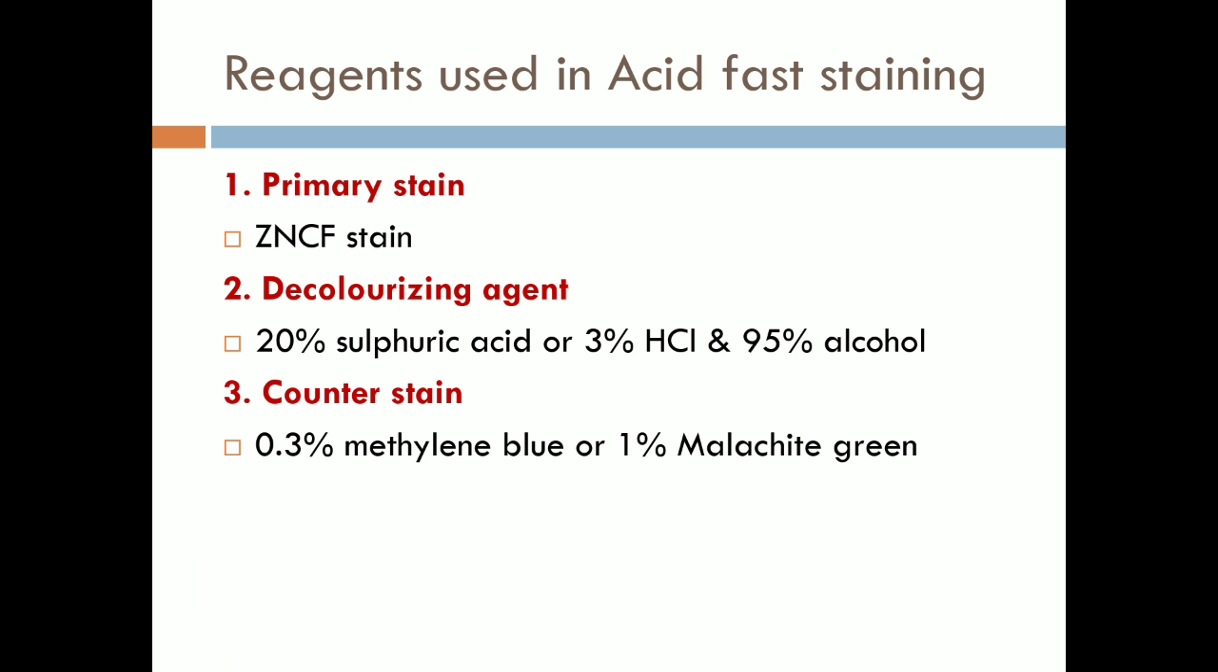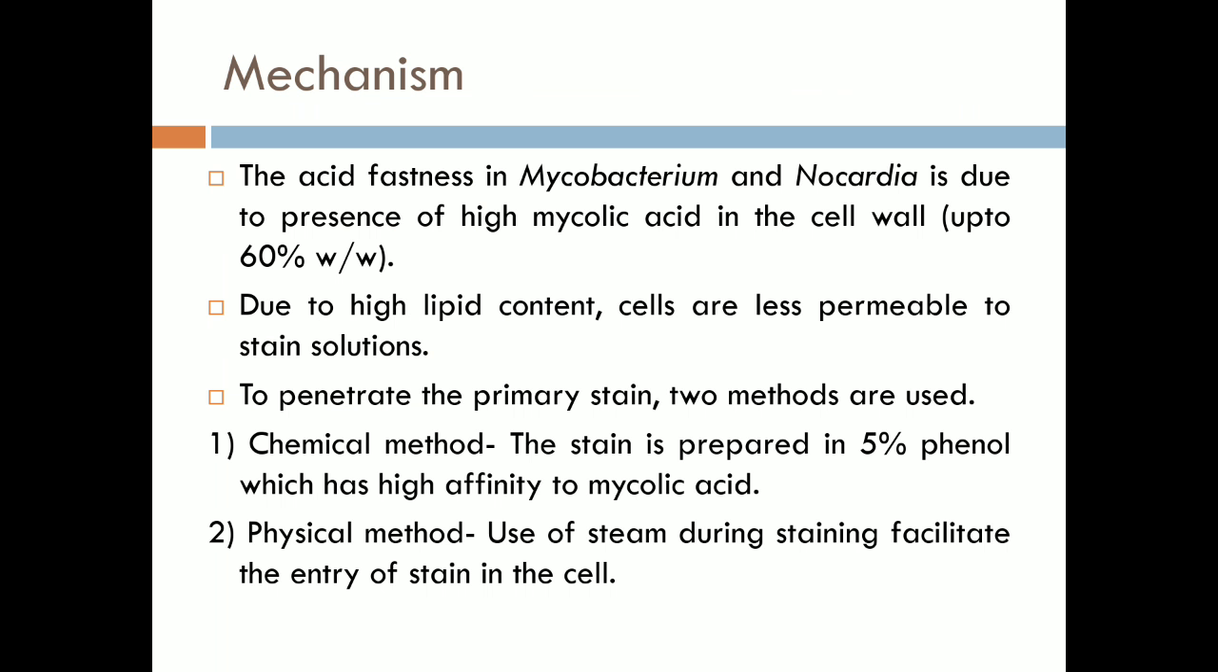Reagents used in acid-fast staining: primary stain is ZnCF stain. Decolorizing agent is 20% sulfuric acid or 3% HCl and 95% alcohol. Counterstain is 0.3% methylene blue or 1% malachite green. Mechanism: acid fastness in Mycobacterium or Nocardia is due to presence of high mycolic acid in the cell wall. Due to high lipid content, cells are less permeable to stain solutions.